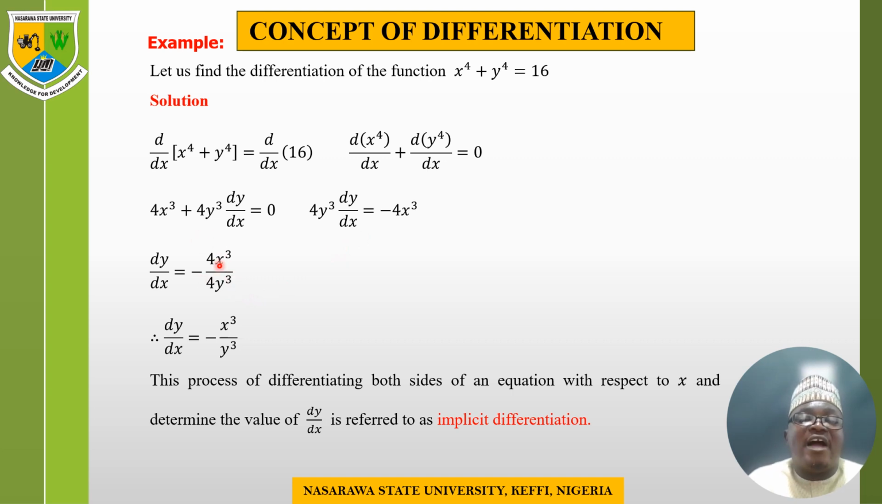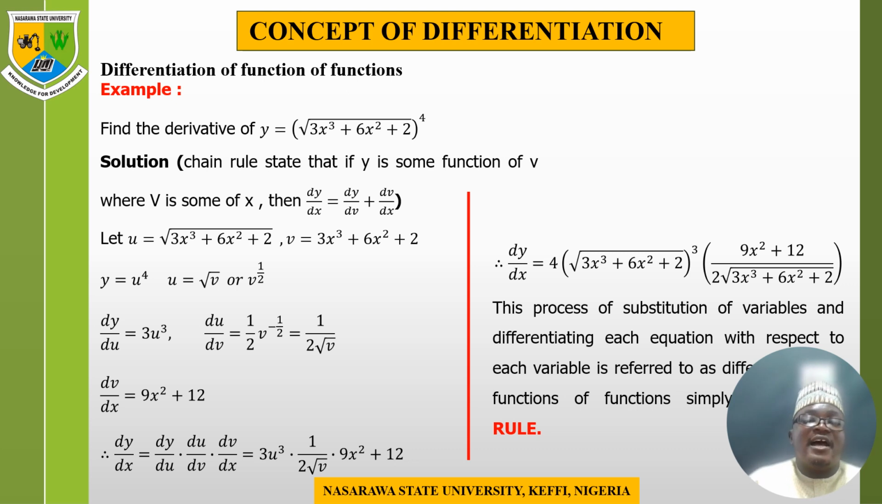Then now if you look at 4 and 4 is common, 4 here is going 4 here, then we are going to have this. Then this, we are going to have x raised to power 3 with the minus y raised to power 3 here. This process of differentiating both sides of an equation with respect to x and y to determine the value of the y dx is referred to as implicit differentiation. That's how it's stated. We are done with implicit, and I hope there is no problem with that implicit.